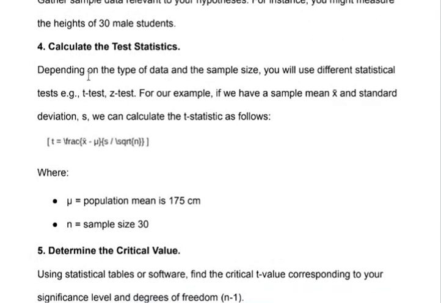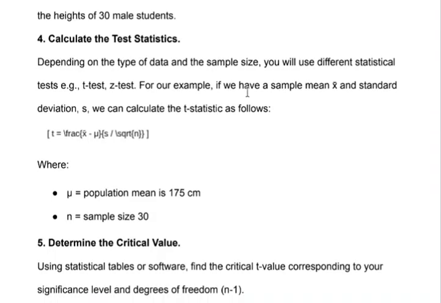4. Calculate the test statistics. Depending on the type of data and the sample size, you will use different statistical tests, e.g., t-test, z-test. For our example, if we have a sample mean x̄ and standard deviation s, we can calculate the t-statistic as follows, where mu equals the population mean, which is 175 centimeters, and n equals the sample size, 30.